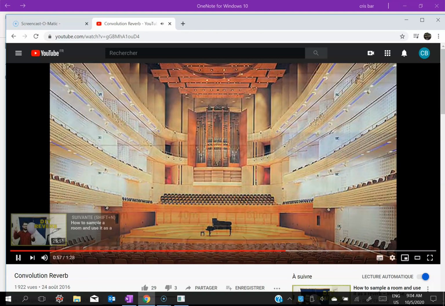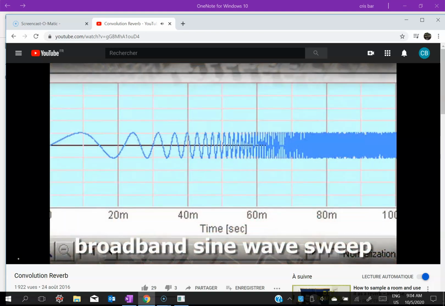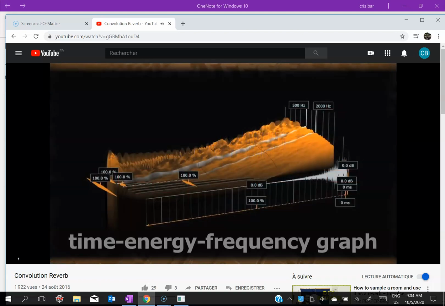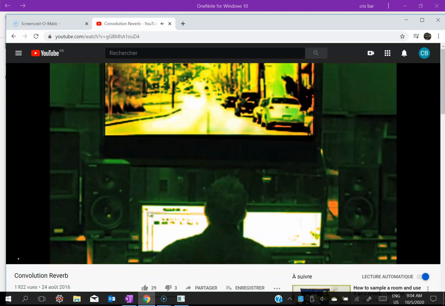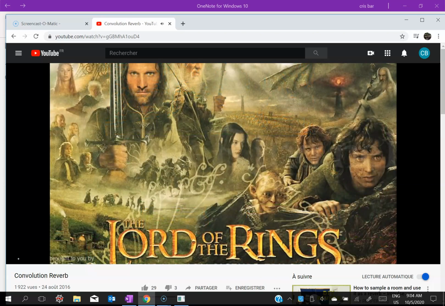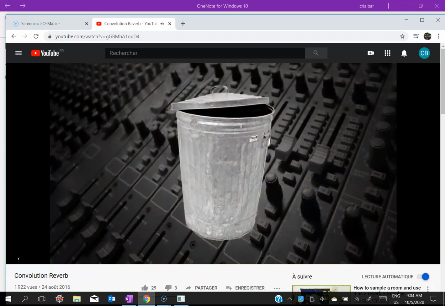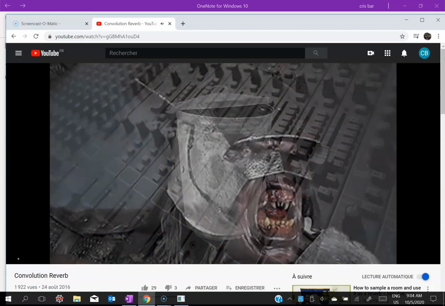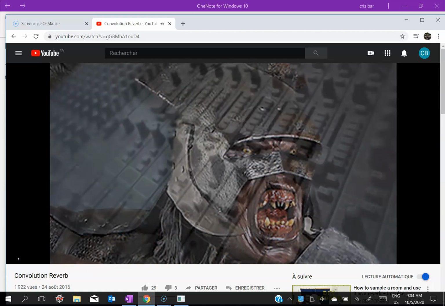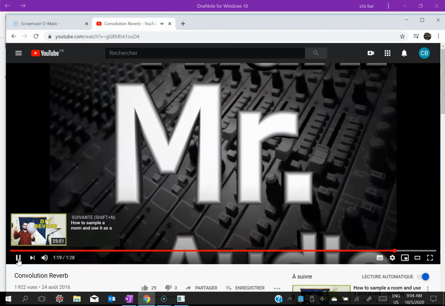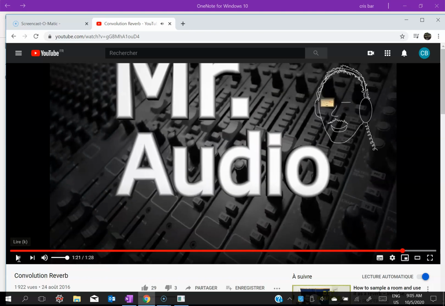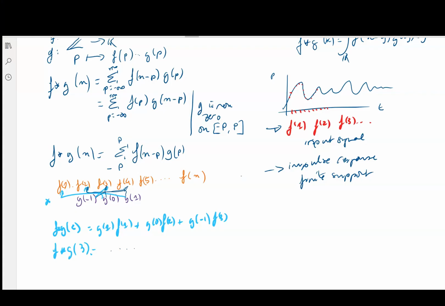This can then be used to create the sound of that space. Another technique involves using a broadband sine wave sweep. This provides even more information, including the frequency response characteristics of the reverb. Sound designers will often use convolution to create very specific reverbs. For example, in the Lord of the Rings trilogy, Peter Jackson's sound crew used the convolution reverb characteristics of a garbage can to create the sound inside an orc helmet. Thanks, Mr. Audio.